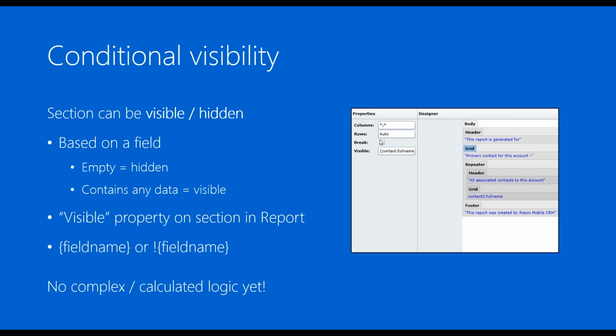There is this visible property on the report, so if you click on a section you will see this property, and if you put their field name in the curly brackets, that will be used for the visibility. You cannot really put there some calculated logic or something more complex. For now it is based on the contents of a field, but it already can add some value, as I will show you in the demonstration.